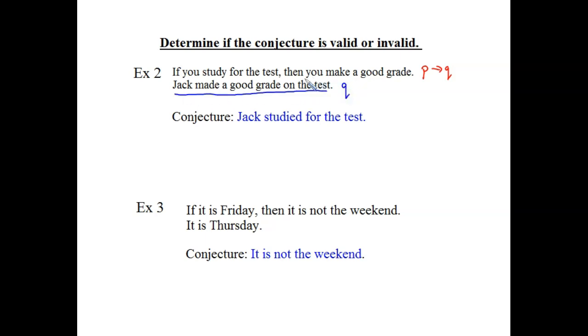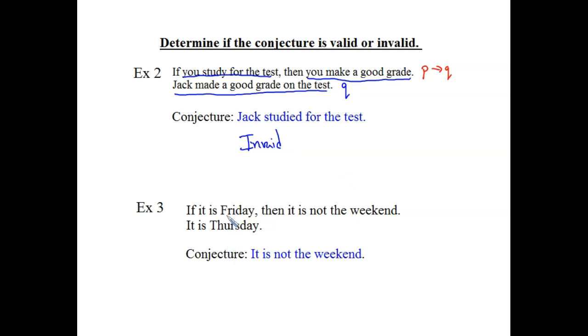Well, this is actually the conclusion here. So we haven't met the hypothesis, so our conjecture that Jack studied for the test, we cannot assume that Jack studied for the test because we have not met the hypothesis of our if-then. He may have studied for the test, but we don't know that. We cannot assume in backwards logic that that's why he made a good grade on his test. So this is an invalid conjecture or conclusion.